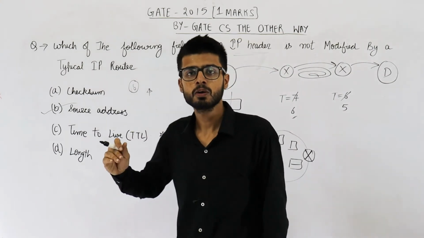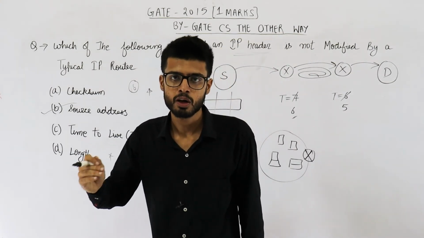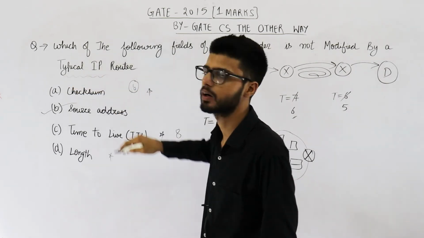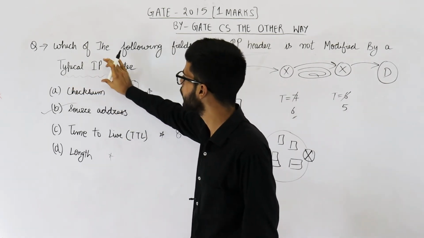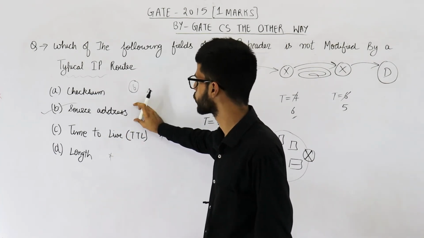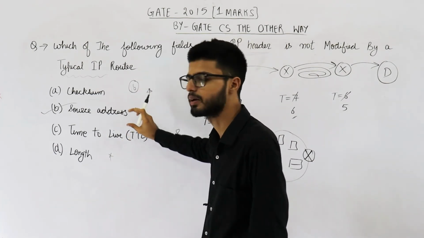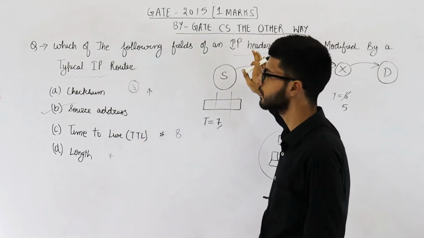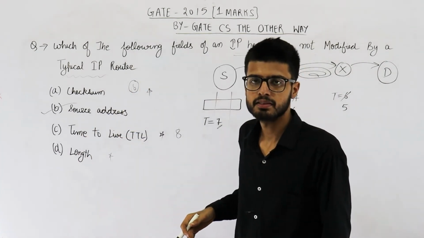But they are not talking about the router on which NAT is implemented. They are simply talking about a typical IP router. Okay. So typical IP router will never modify source address or source IP address. Okay. They are talking about IP address because it is a IP header. So option B is the answer to the question.